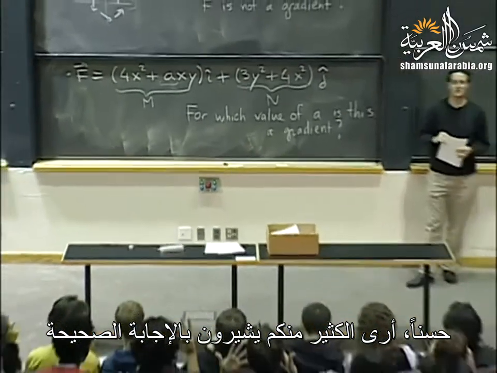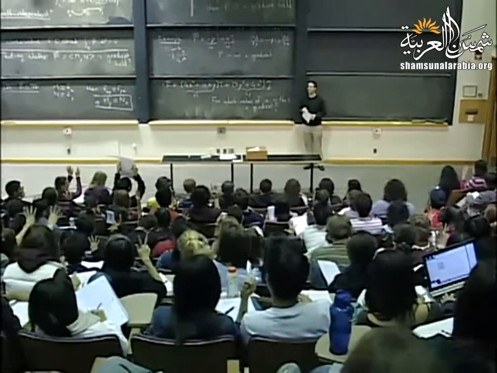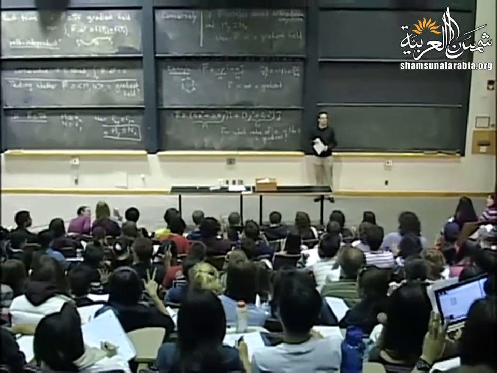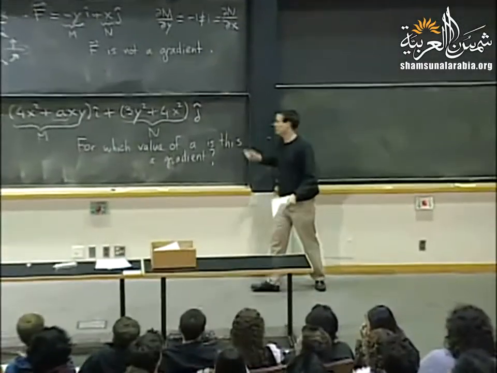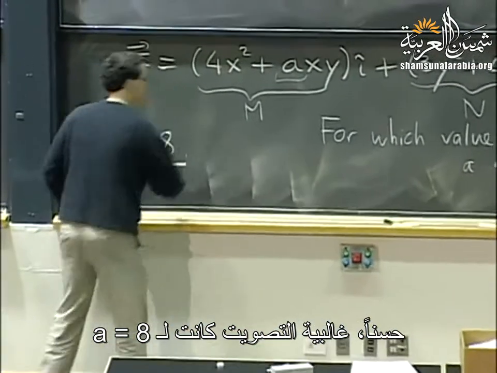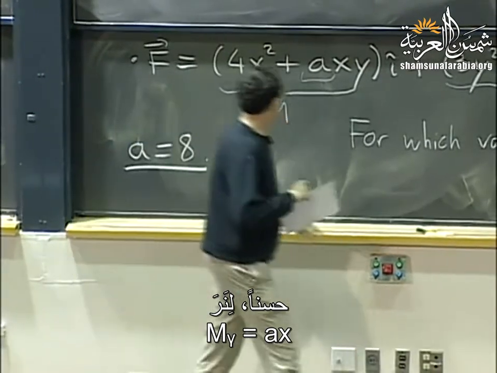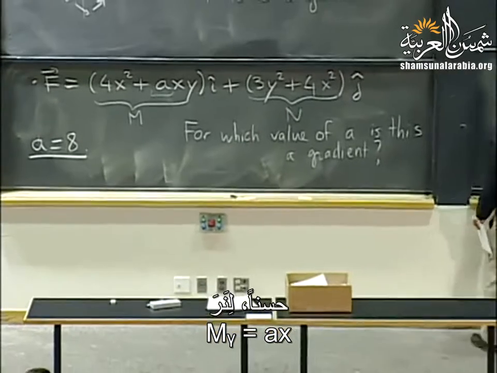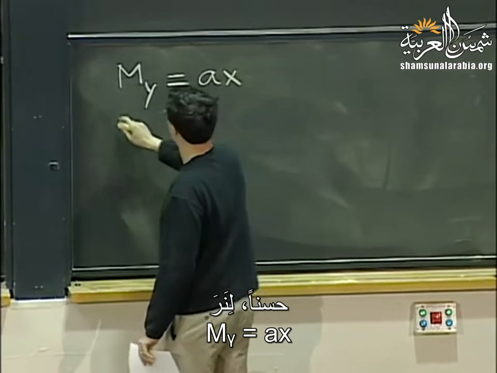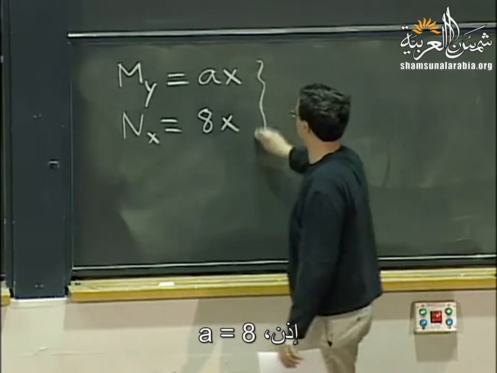Okay, so I see various people with the correct answer. That's a good answer. Okay, so the vote seems to be for A equals 8. And let's see, if I take M sub Y, that is going to be just AX. And N sub X, that is 8X, so I would like A equals 8.